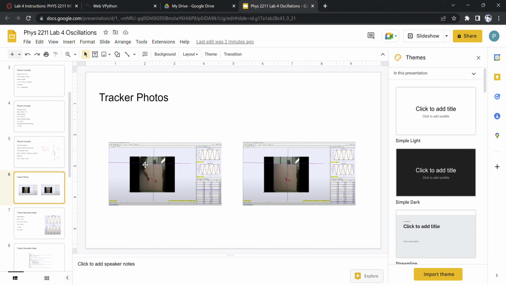Photos from my Tracker. I just recorded 2 frames, one of it going down and one of it returning, so we can see this oscillating motion.